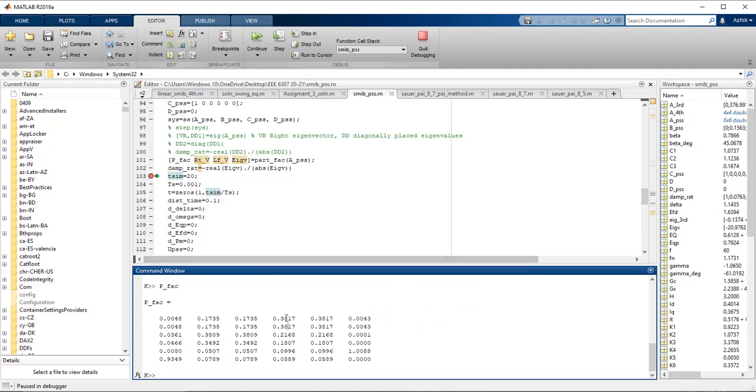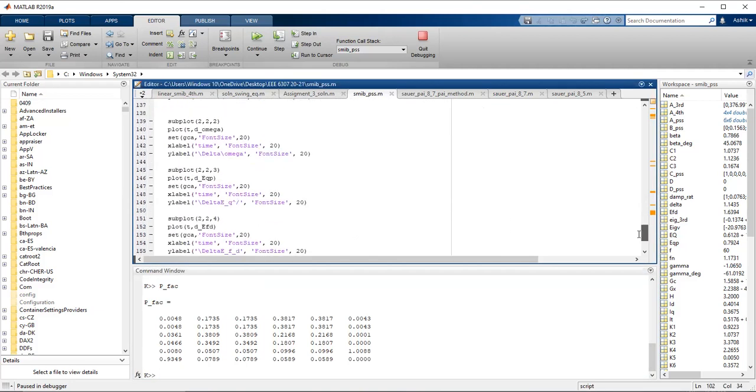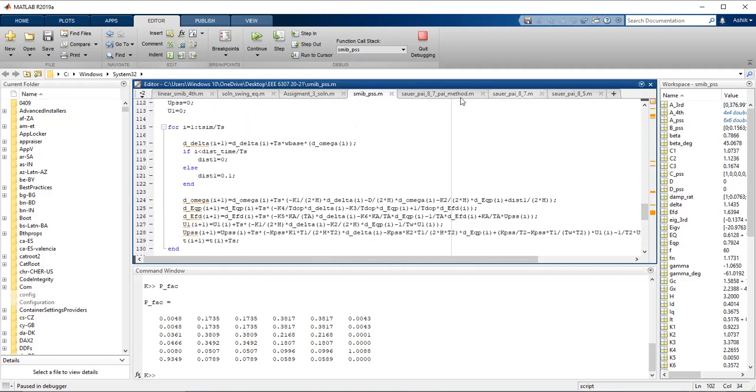Now, with this incorporation of PSS, it has become 0.2339, approximately 0.23. And of course, you can run the remaining time domain simulation, and you can check the responses.